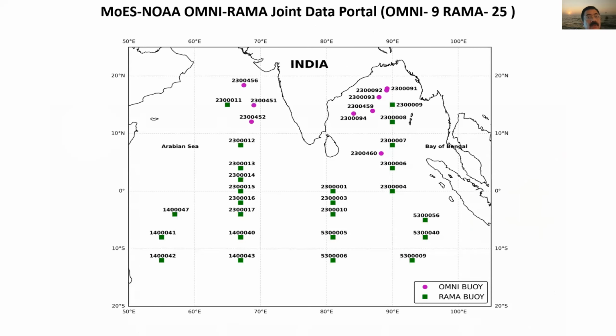This is a larger network comprising both the Omni and Rama networks. The Rama network is under the Indo-US collaboration by NOAA PMEL, which INCOIS was earlier dealing with in 2017. It was transferred to us. So this talks about how much data is being collected by us, and that is available for the scientific community to understand.